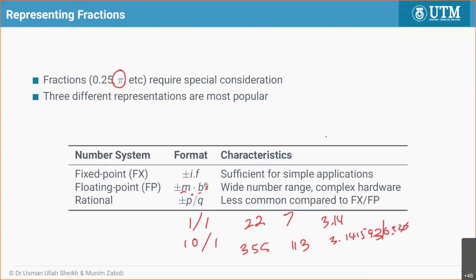So if you want to write pi, you don't have to find the closest number. You write it as a ratio of two numbers. Anyway, the rational number is less common, and we don't see it used in computers, except maybe in FPGA.